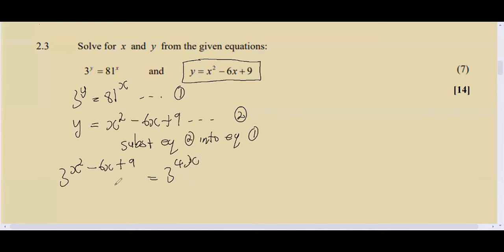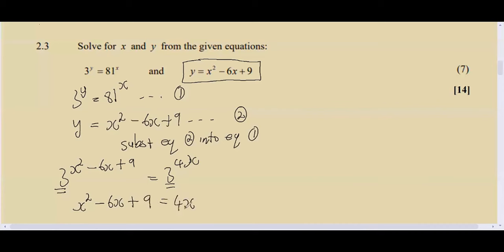Now, why am I doing this? This is 3, this is 3, and this is an equation. By the law of exponents, in an equation, when the bases are the same, we drop down the exponents, right? So see how simple it is now. x squared minus 6x plus 9 is equal to 4x.